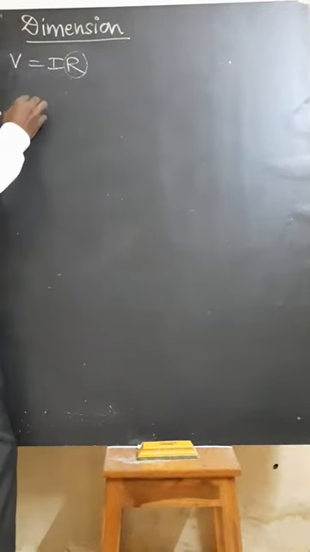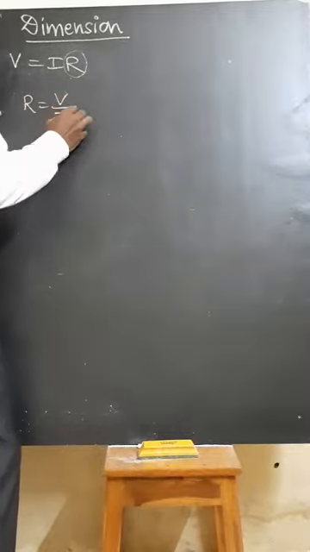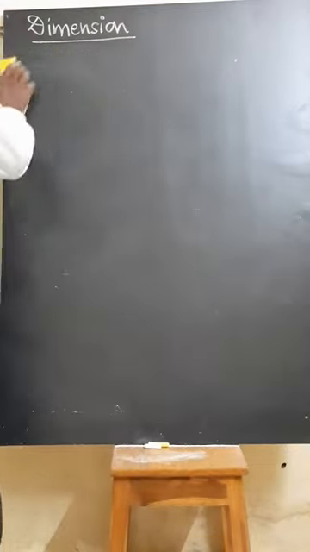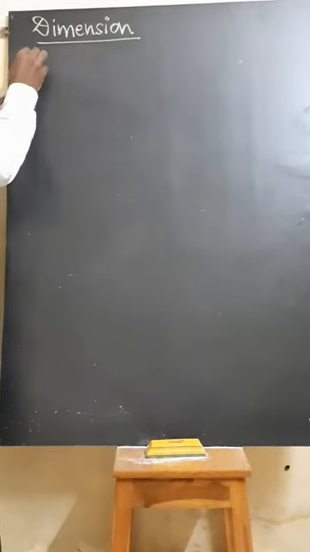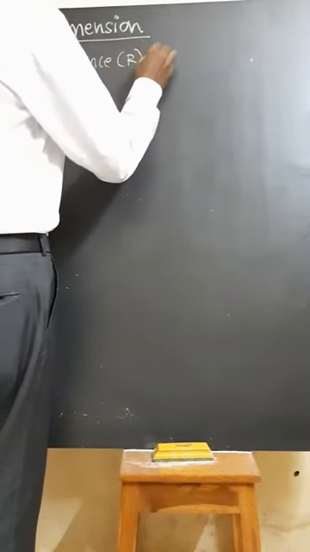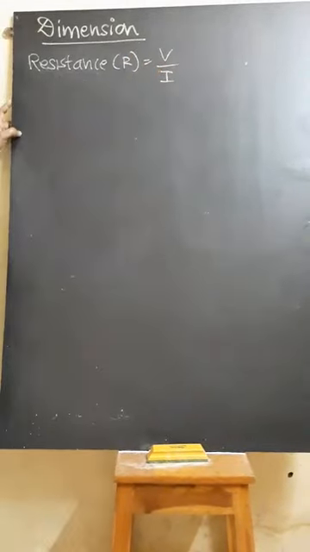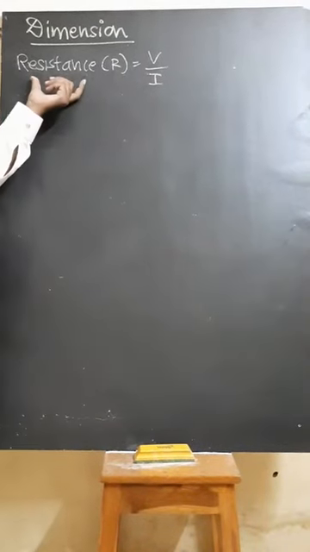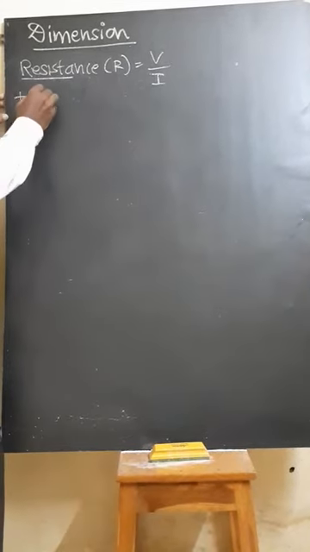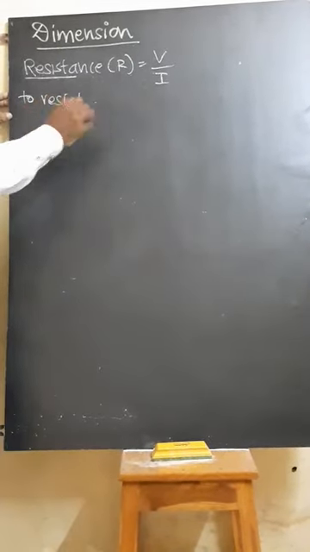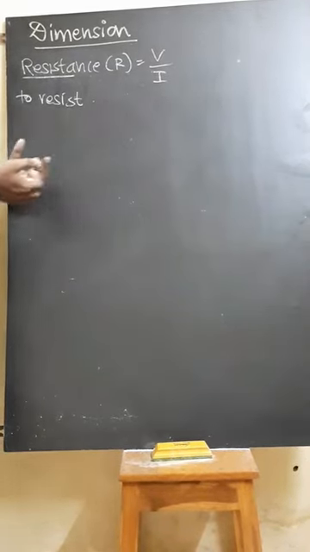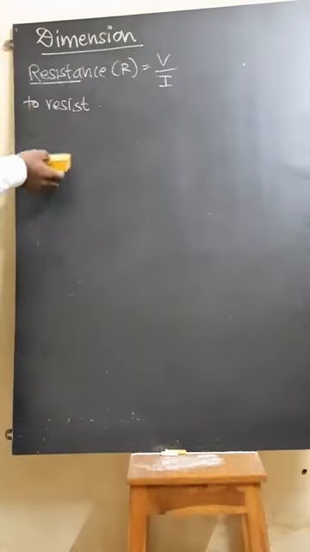So when R equals, my formula becomes V by I. This is also one of the mathematical forms of Ohm's law. So when I calculate the dimensions of resistance, see, resistance symbol is R and formula is V by I. Now we calculate the dimensions of resistance. Just we see the meaning of resistance. Resistance arises from the word to resist, and to resist means to oppose. Tendency of opposition of a body is called resistance, and in mechanics it is called inertia.